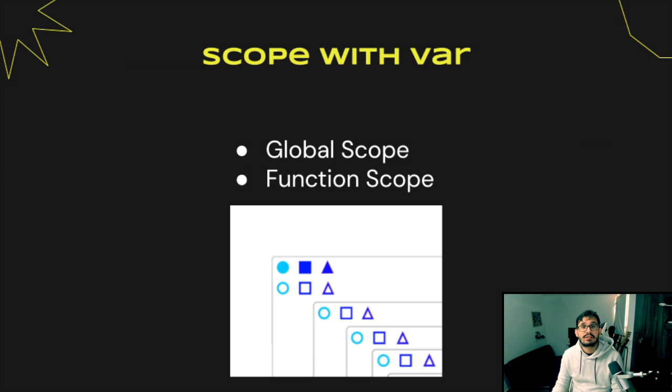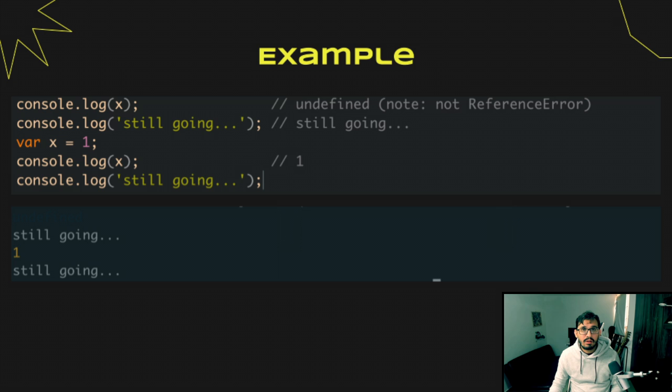JavaScript has three scope kinds, and the var keyword shares two of them: the global scope and the function scope. Okay, this is another example. We can use a variable before declaring it. The result is undefined, but this doesn't prevent my code from running later. It indicates that JavaScript has found the reference to my variable, but at that moment it was undefined.